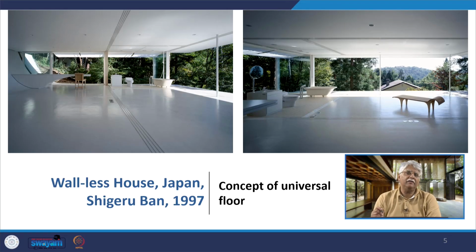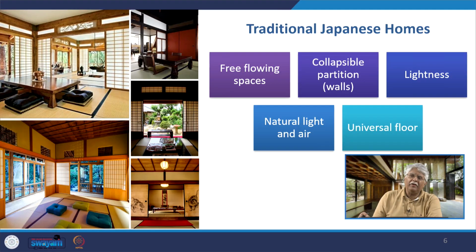This is the wall-less house by Shigeru Ban, and you find here the concept of the universal floor that you see here. This is also based on the traditional Japanese homes with free-flowing spaces and collapsible partitions, all of which can be opened up and become one single universal floor. There is a sense of lightness, natural light and air, and the concept, like I said, of the universal floor.